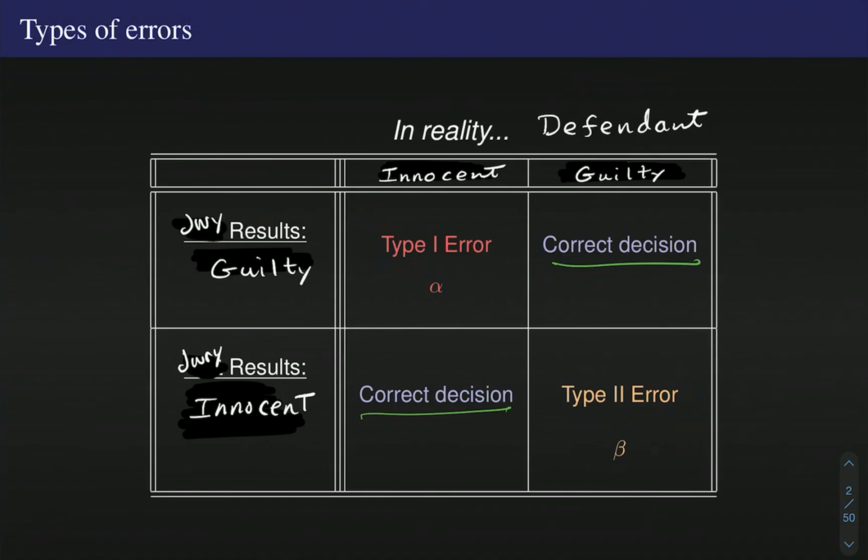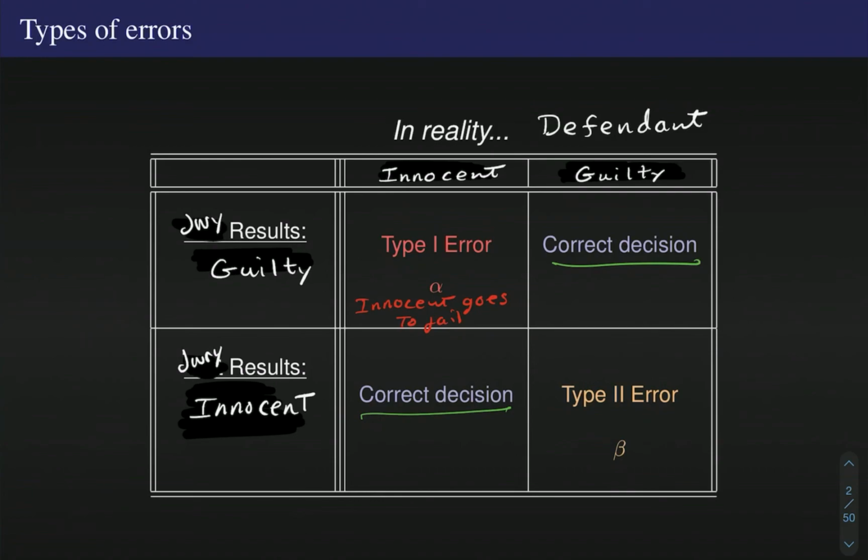The first mistake is when, in reality, the defendant is innocent, but they're found guilty. So what happens here is an innocent person goes to jail. And this is the idea behind a type 1 error. A true null hypothesis, through an unlucky sample, ends up with our final conclusion being, well, we should reject that null hypothesis.